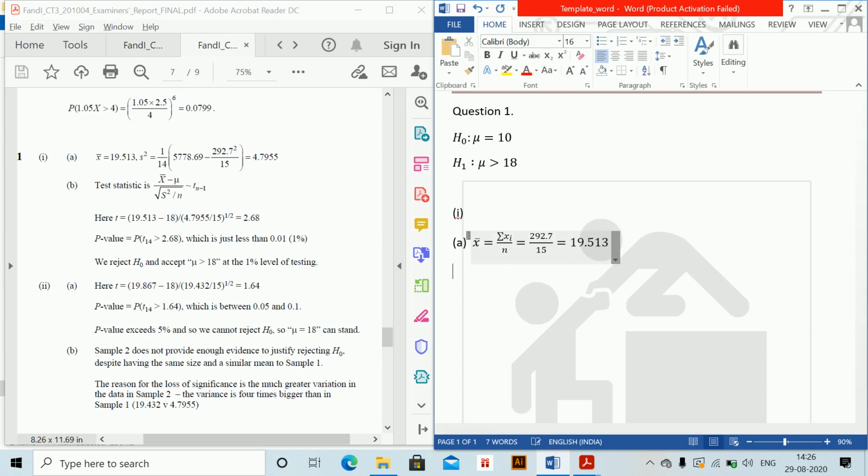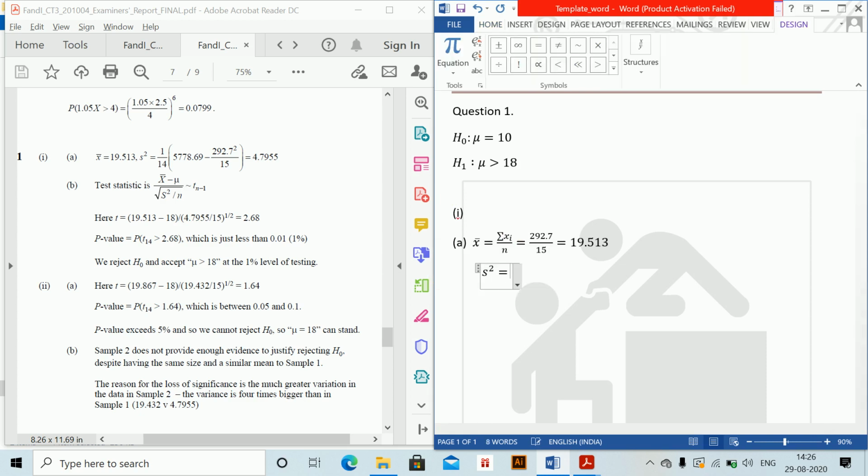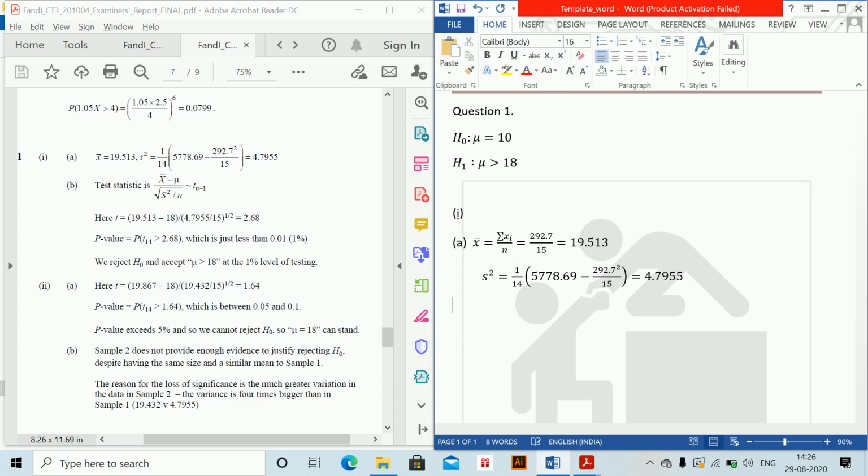Next, they have told us to calculate the variance. So s square is equal to 1 by 14, which is 1 by n minus 1, times 5778, which is given to us in the question, minus the mean square, 292.7 square divided by 15, which is equal to 4.7955. Okay, this we have calculated.